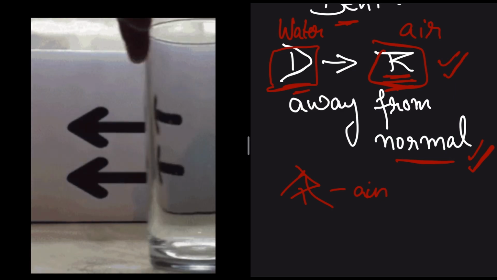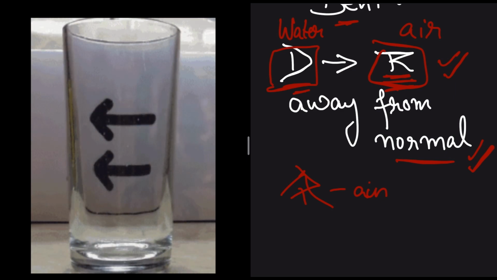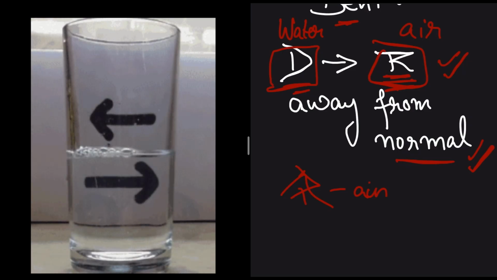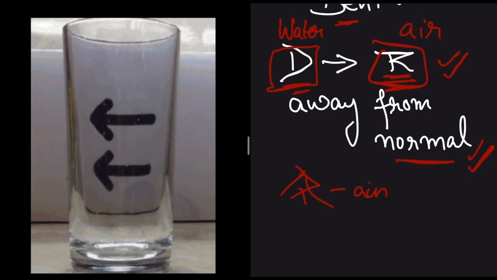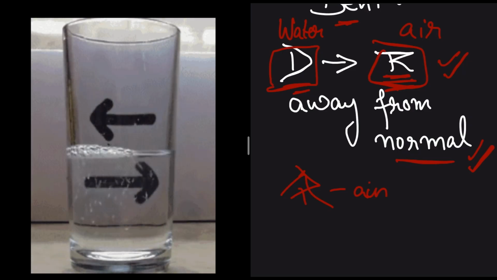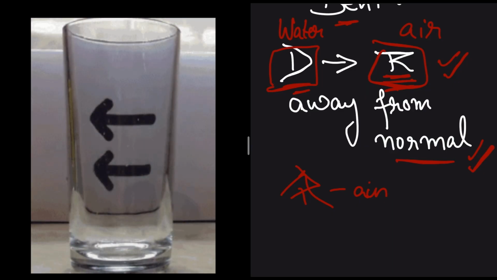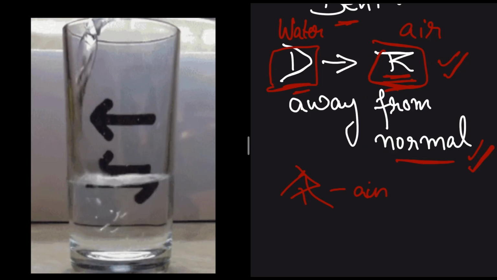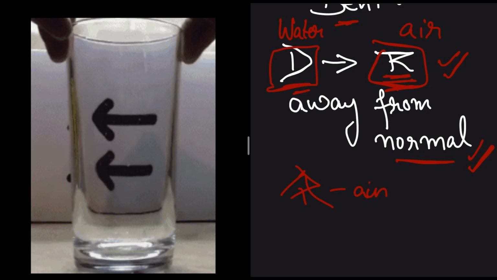There are so many other examples, like a swimming pool appears shallower than it actually is, due to the refraction of light from denser to rarer medium, which is away from the normal. I hope this lecture on refraction of light is clear to you.